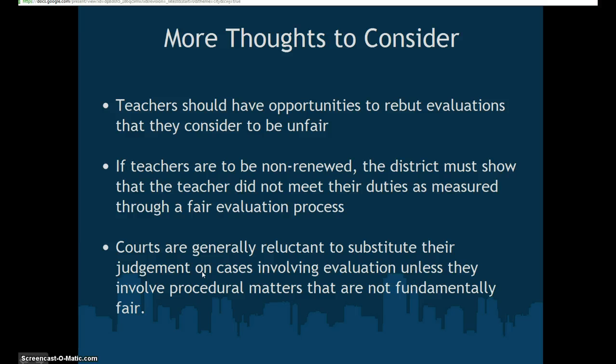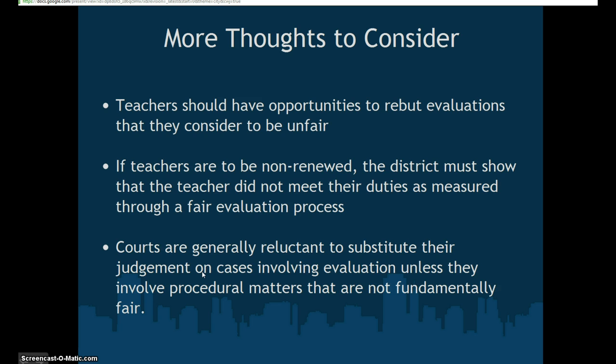Some more thoughts to consider about evaluation. Teachers should always have the opportunities to rebut evaluations they consider to be unfair or that contain information they consider to be not accurate. If teachers are to be non-renewed, the district really must show that the teacher did not meet their duties as measured through a fair evaluation process.